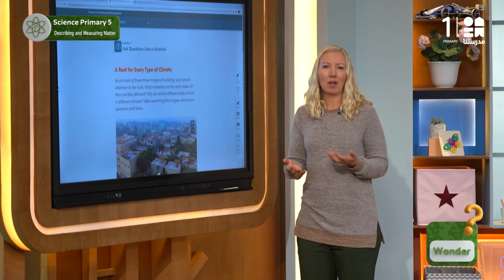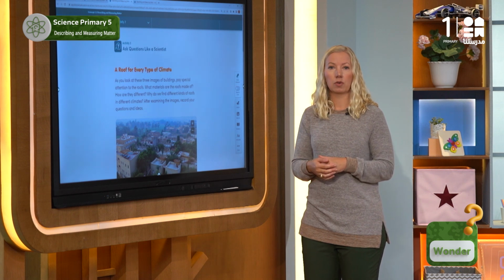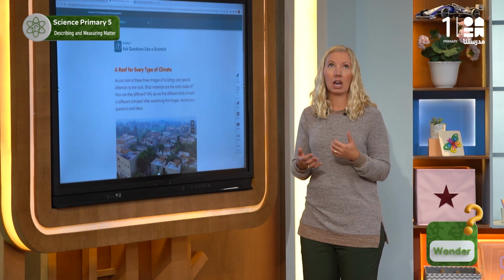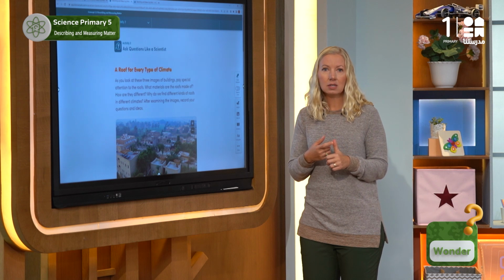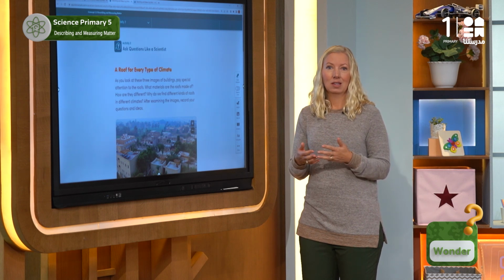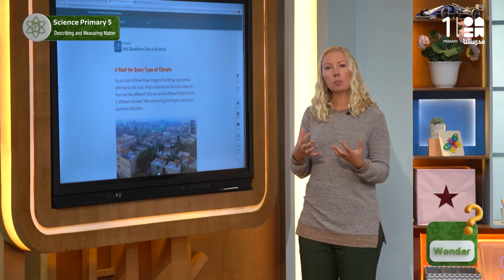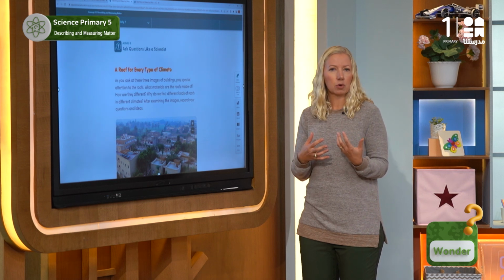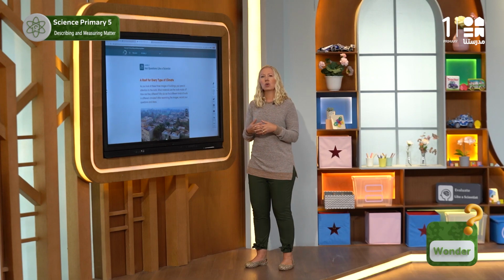What do you think about the kinds of materials that could be used for a roof? Maybe a roof could be made out of ceramic tiles, wood, metal, or even mud. But does the type of material play a role in how effective the roof is? Let's hear what our colleagues would say about that.